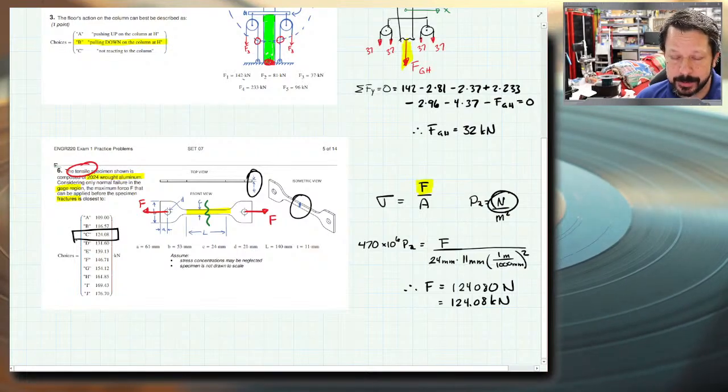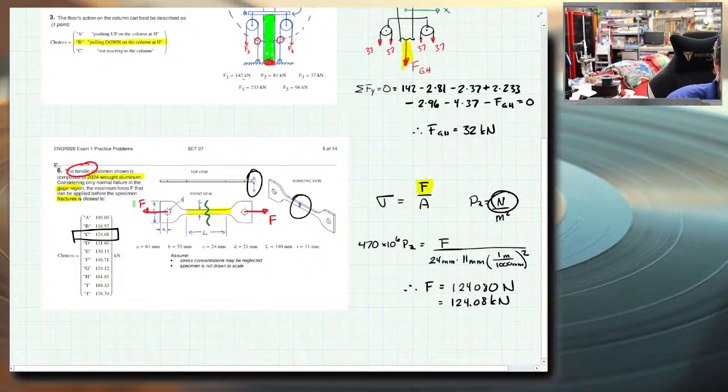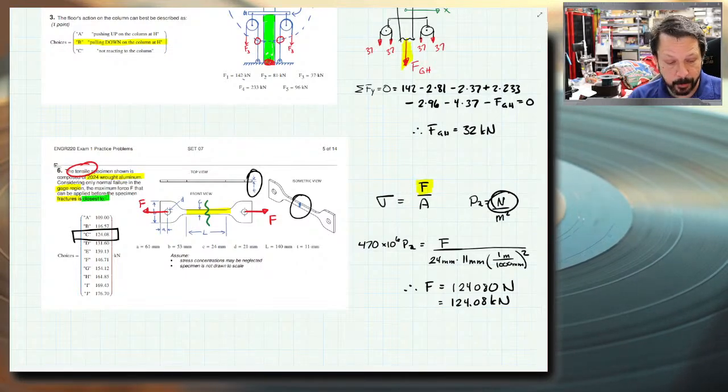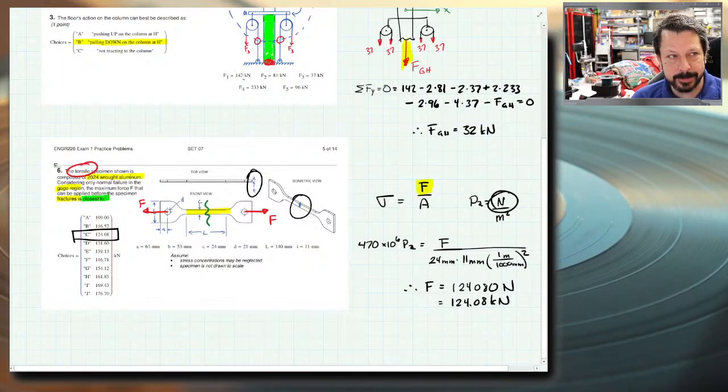Now, these problems are set up where the question asks what the load is before the specimen fractures, closest to. So there will always be a technically correct answer, because even if there's a mistake somehow in the problem statement, one of the numbers will be closest to the right number. Sometimes, if it's really unlucky, it ends up exactly between two numbers.